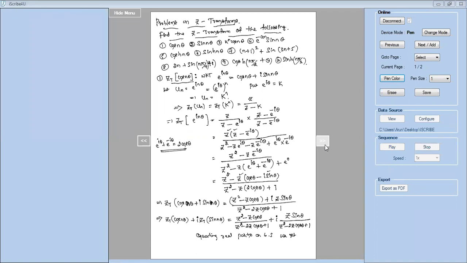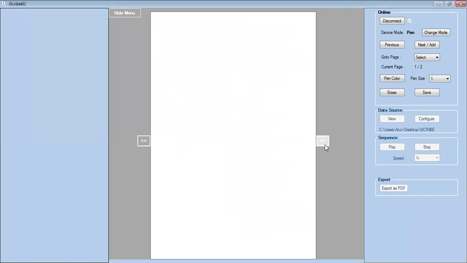So therefore we get, I'll go to the next page. So if I equate real parts, we get the z transform of cos n theta equals, the answer is z square minus z into cos theta divided by the denominator, z square minus 2z cos theta plus 1. So this is the formula for the z transformation of cos n theta. So this is how we can derive the formula for the z transformation of cos n theta.